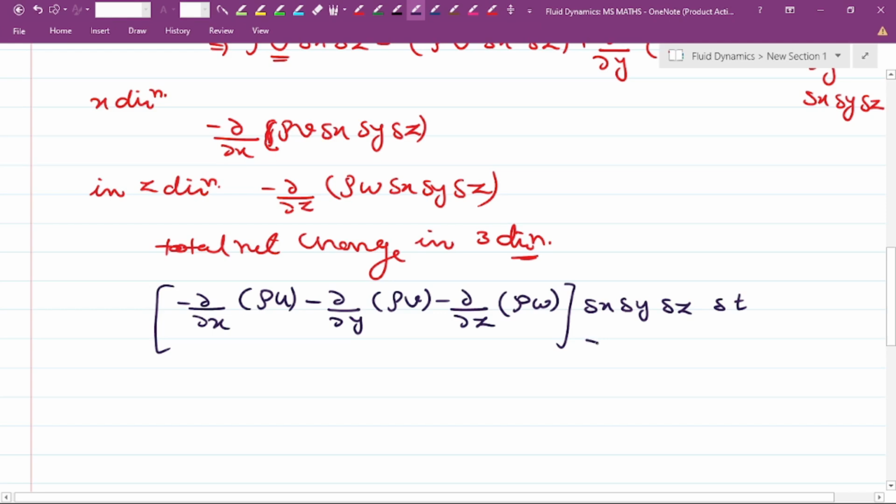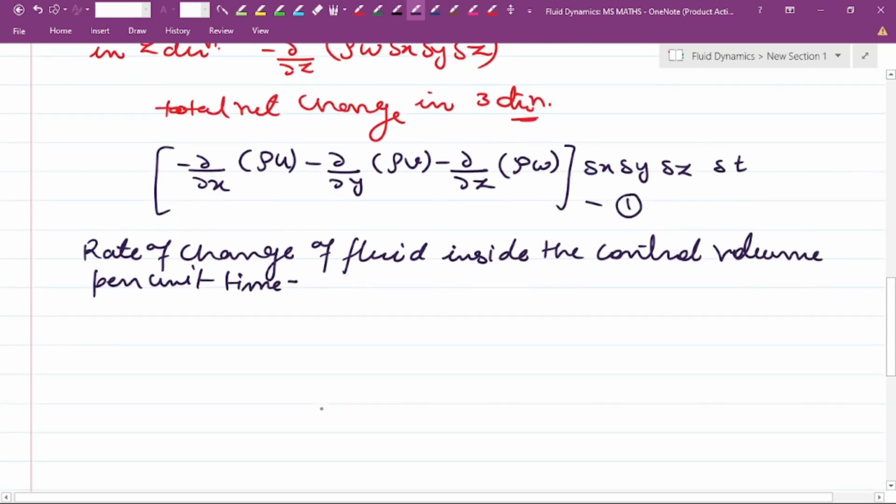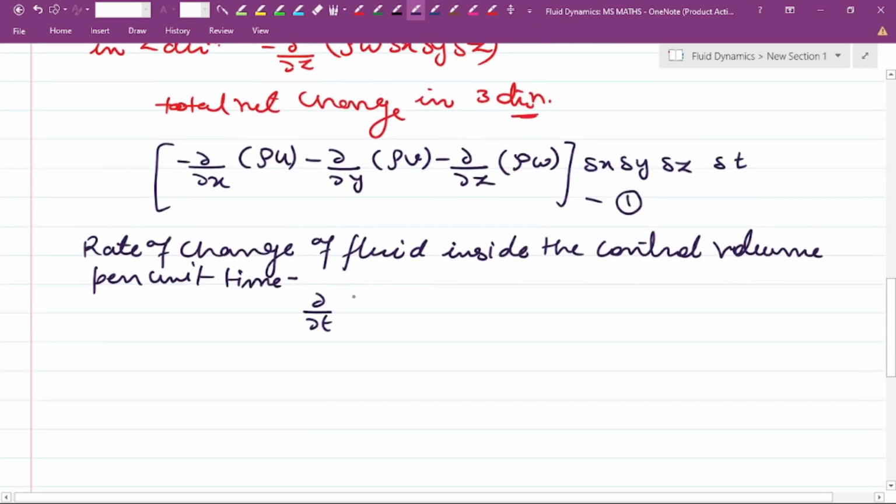Now I say this is our equation number 1. The rate of change of fluid inside the control volume per unit time will be dou by dou t of rho delta x delta y delta z and delta t, because we calculate it per unit time.